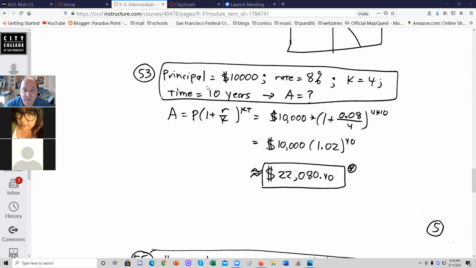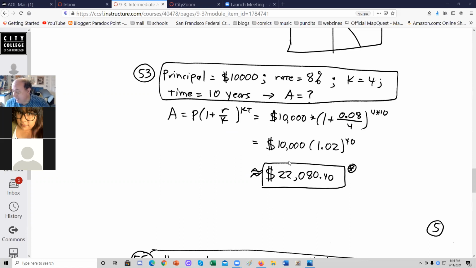Here they ask a finance problem. Suppose you have a principal of $10,000 invested at a rate of 8%, compounded 4 times a year. At a time of 10 years, what's the later amount? So here we go. The amount is P times (1 plus R over K) to the KT. P is $10,000. R is 8%, 0.08. K is 4. T is 10. So 10,000 times (1 plus 0.08 over 4) to the power 4 times 10. That's 1.02 to the 40 times 10,000.